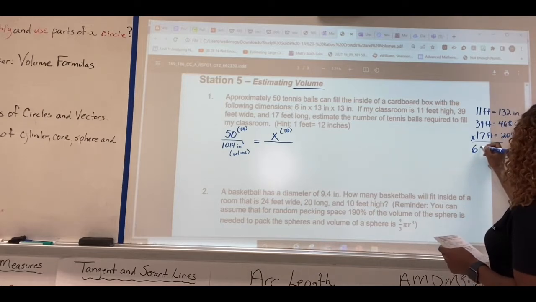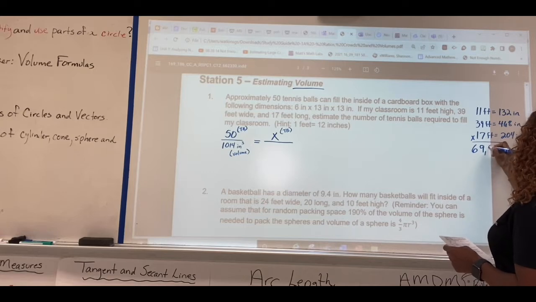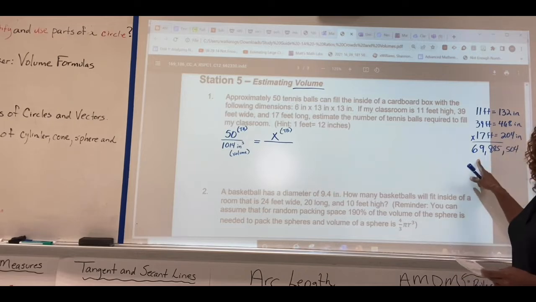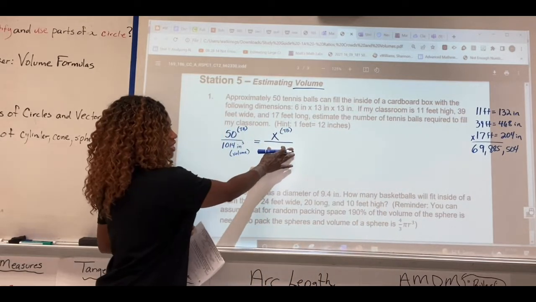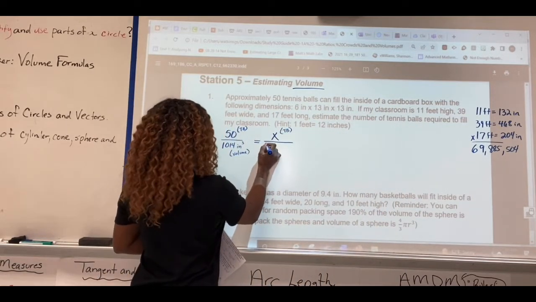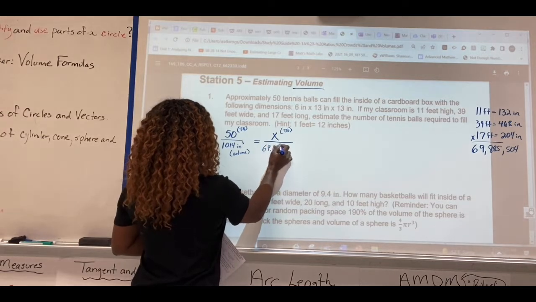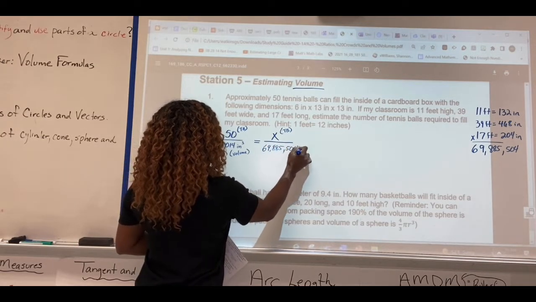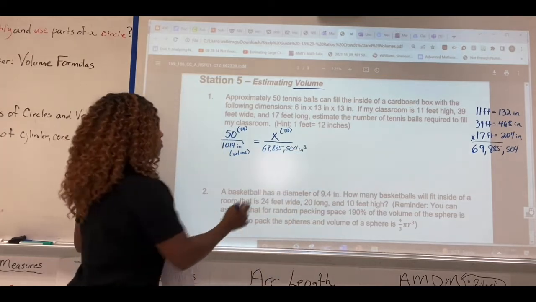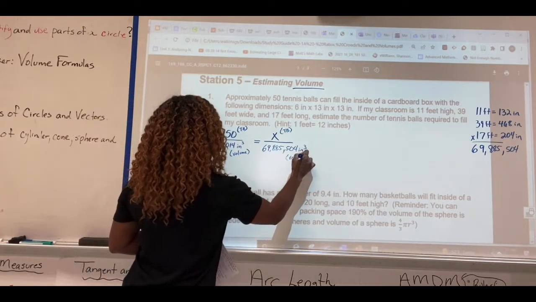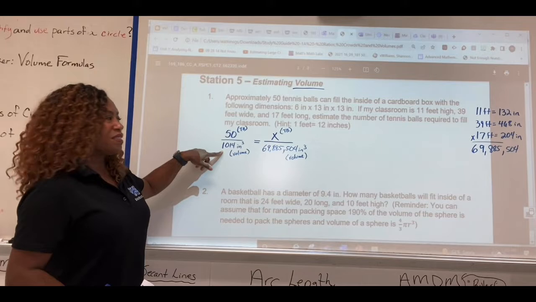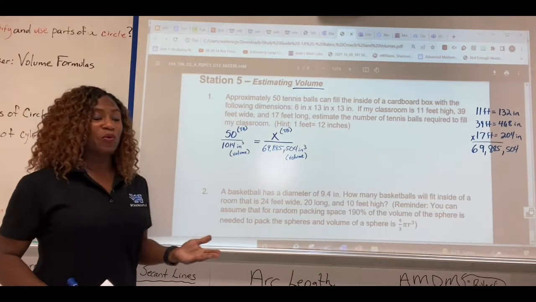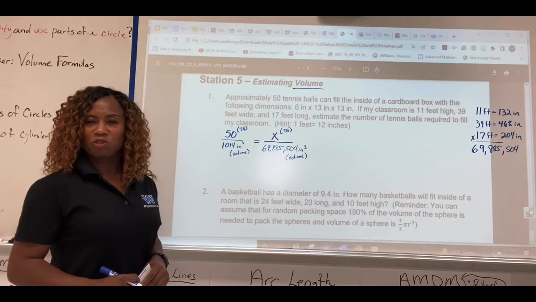It's going to be 69,885,504. That's the cubic inch number that has to go up underneath this ratio. So 69,885,504 cubic inches. That's a lot, but it's still the volume of the classroom. And that makes sense. So if a box is 1,014 cubic inches, it makes sense that a classroom, a whole room, would probably be quite much more, right?